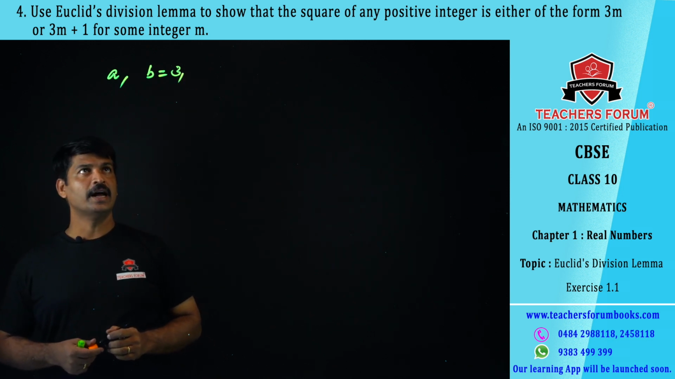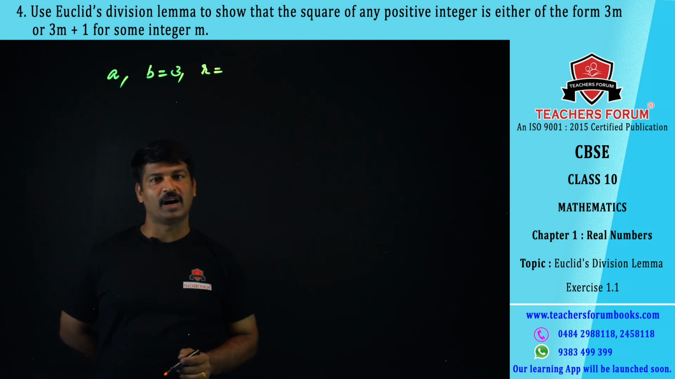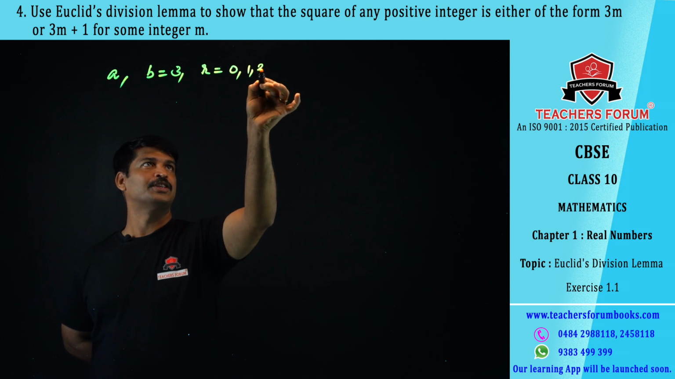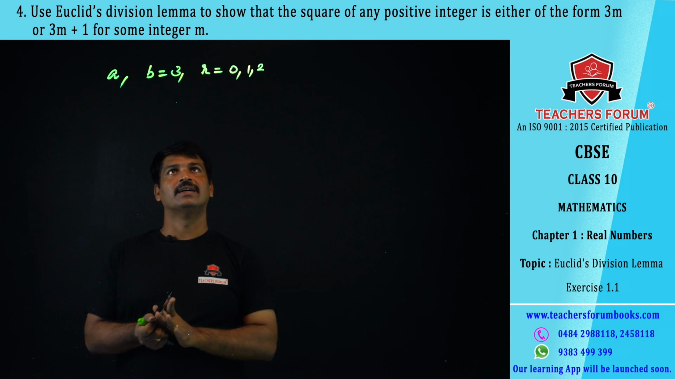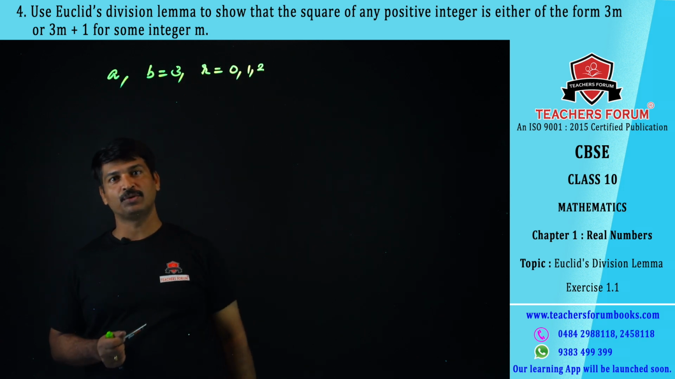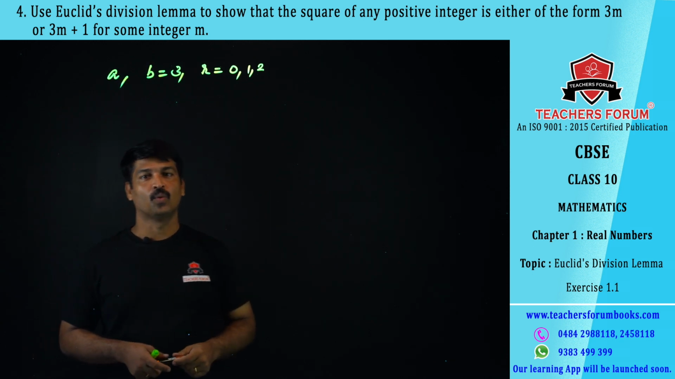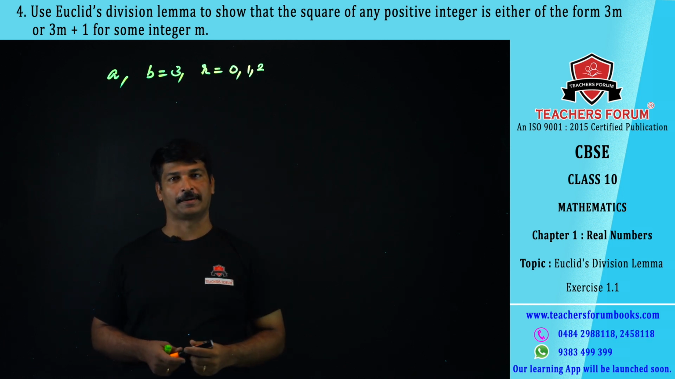Now, what are the possible values of R? The possible values of R are 0, 1 and 2. Why? Because according to Euclid's division lemma, the value of R should be less than B, that is less than 3, and greater than or equal to 0. So, the values can be 0, 1 and 2. So, those are the possible values of R.